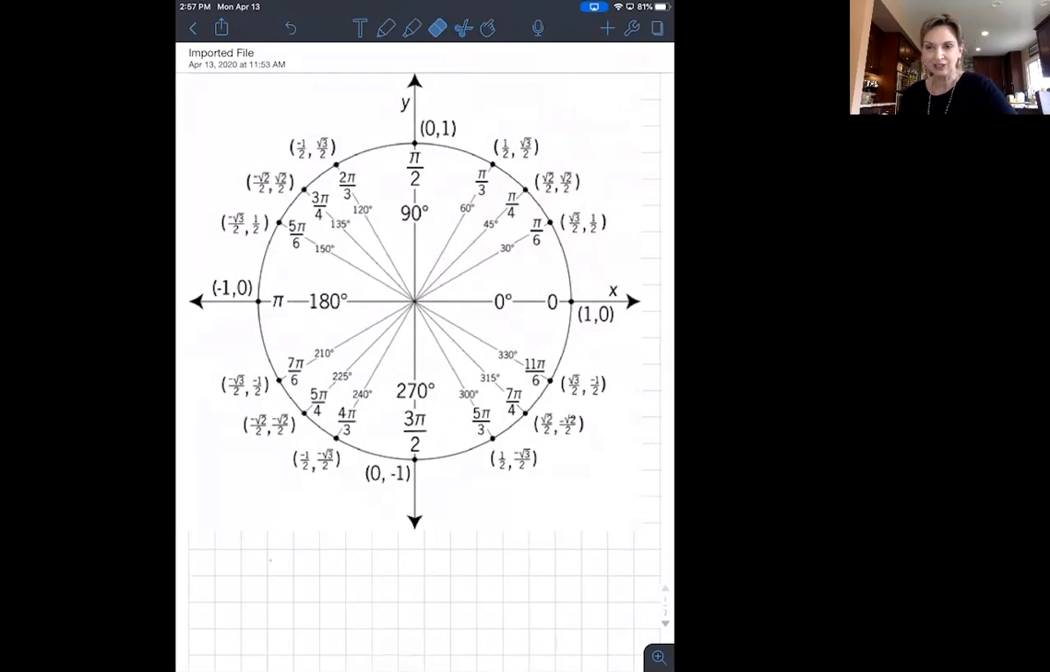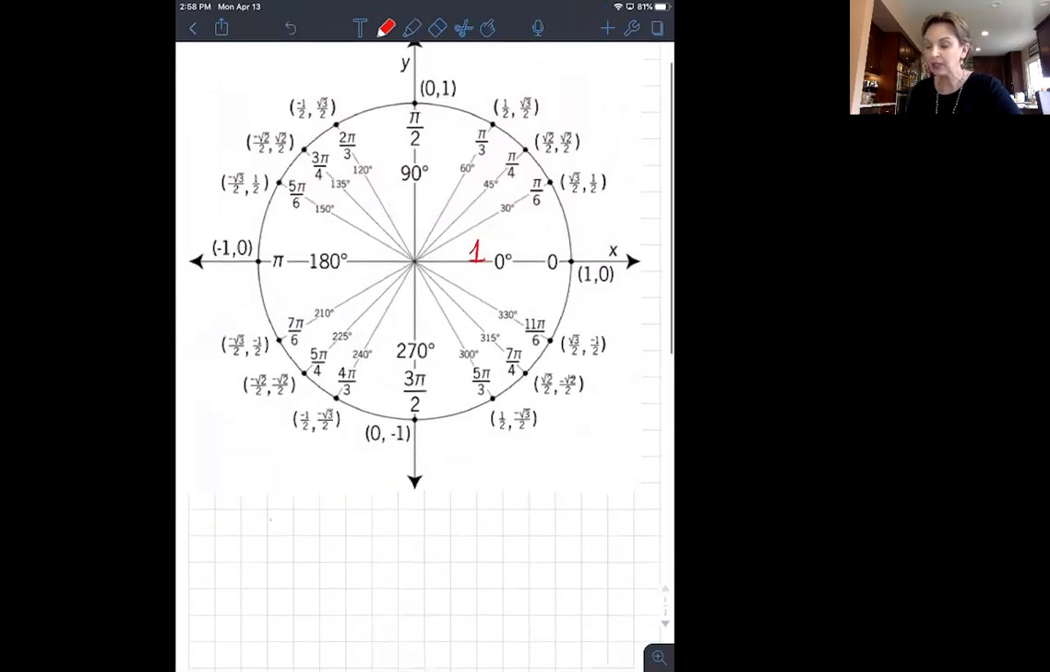So let's go ahead and take a look at our unit circle here. Again, remember the radius of our unit circle is 1, so 1 is our radius. The equation for a circle, remembering, is x squared plus y squared equals r squared, but our radius here is 1, so r squared is actually 1. x squared plus y squared equals 1 would be the equation for a unit circle.